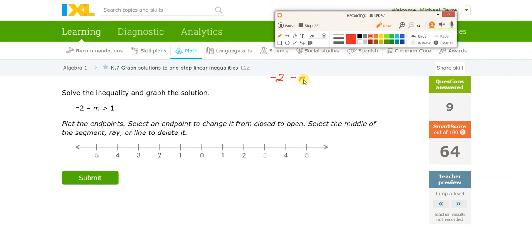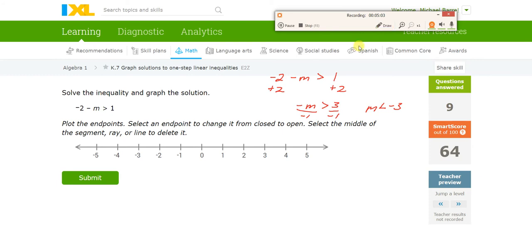-2 minus m is greater than or equal to 1. Adding 2 to both sides, -m is greater than 3. Dividing both sides by -1. Here's the flip. M is less than -3. And that's an open circle.